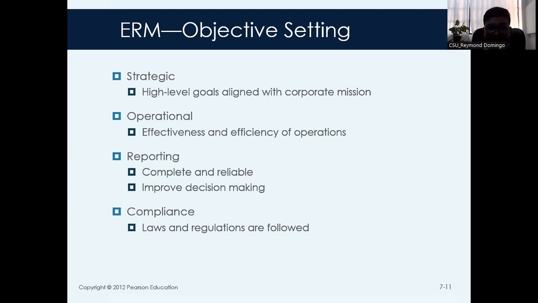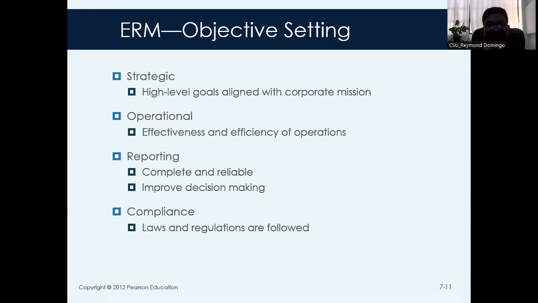Okay, next we have operational. Okay? In objective setting, paano natin ginagawa ito operationally? Okay? So we have to consider the effectiveness and efficiency of operations. Mabilis nga bang nagagawa natin yan? At pag nagawa natin, gaano ba ka-accurate yung pagkakagawa? Gaano ba ka-perfect yung pagkakagawa natin? Okay? Yung pag-execute natin. Okay? That is operational under objective setting.